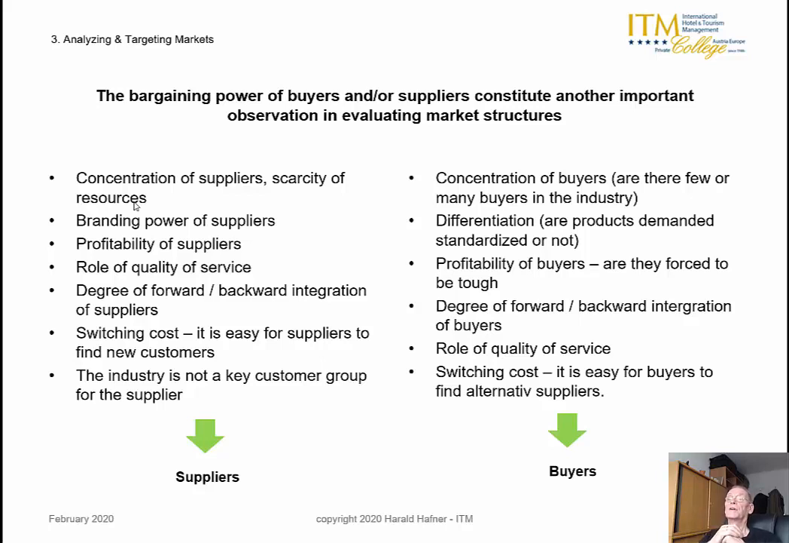And the industry is not a key customer group for the supplier. That is, if suppliers do not really focus on tourism but have other fields to deal with, the bargaining power is low. If their concentration is on tourism, it is high.